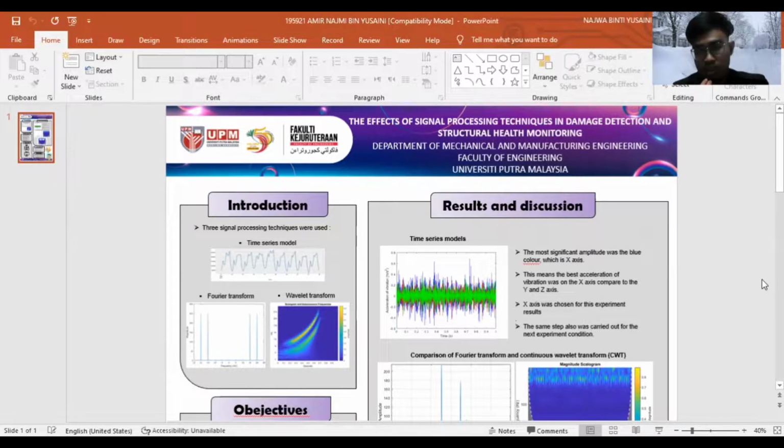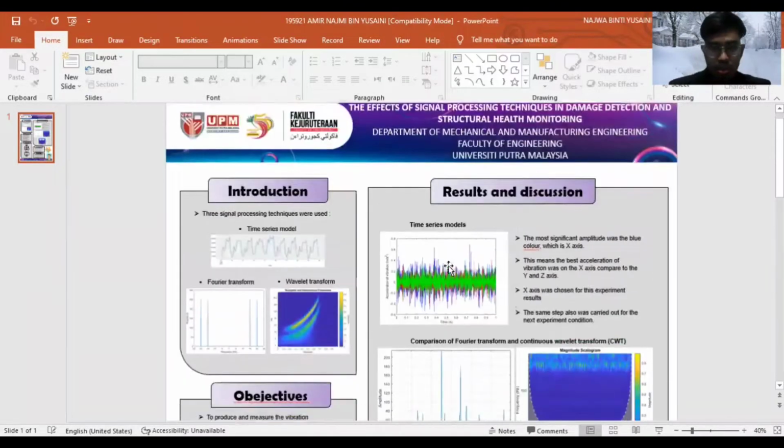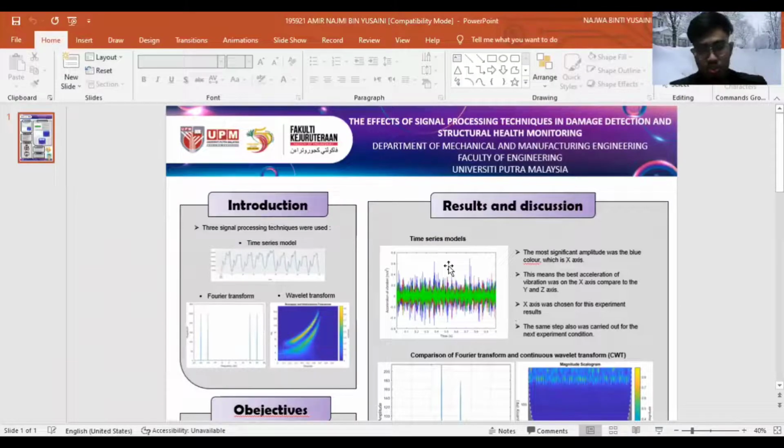Today we present my final year project, with the title: the effect of signal processing techniques in damage detection and structural health monitoring. So here I go to my poster. Before that, I will briefly introduce the abstract.